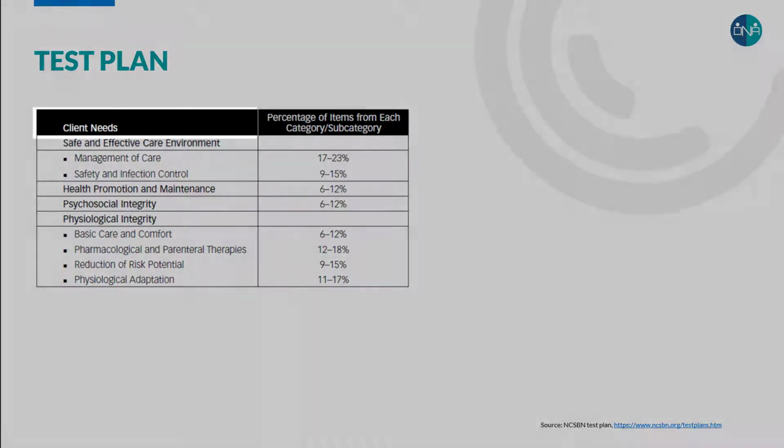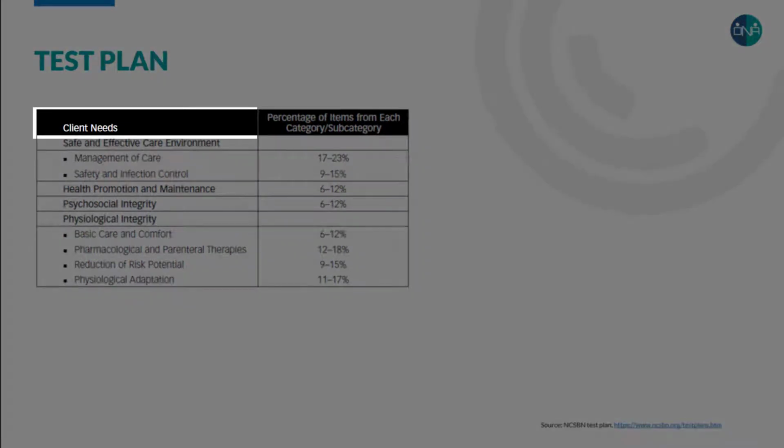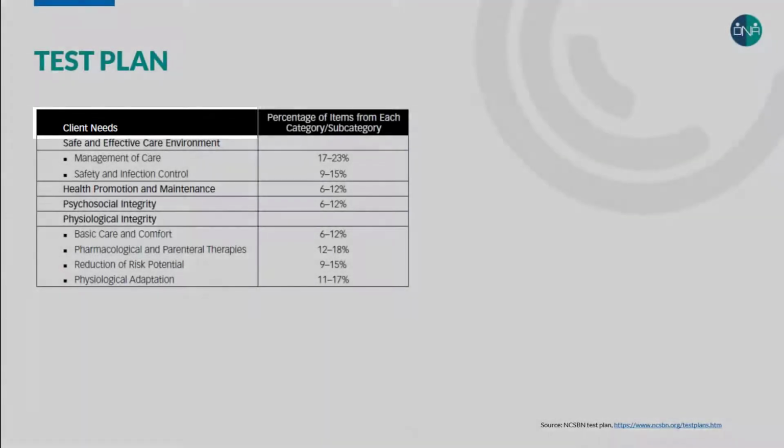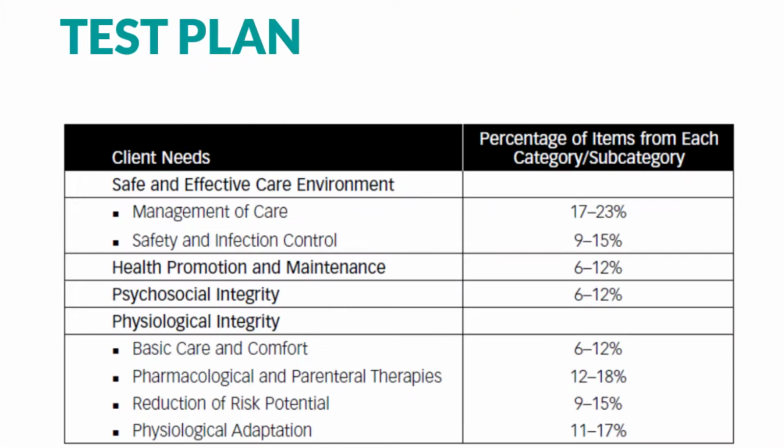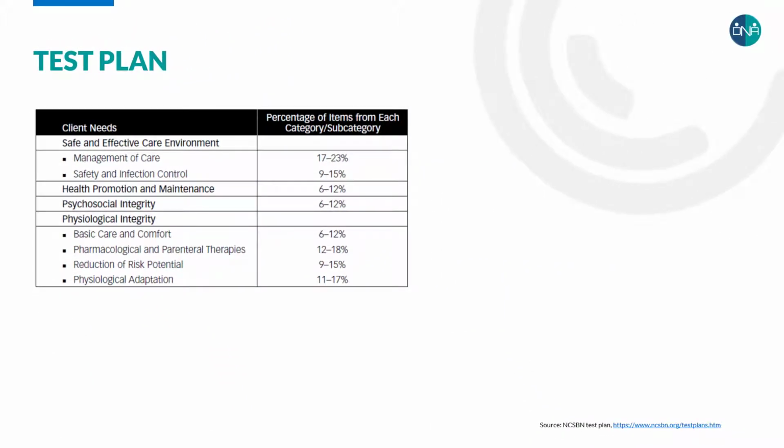The framework of client needs was selected for the examination because it provides a universal structure for defining entry-level nursing actions and competencies and focuses on clients in all settings. The content of the NCLEX-RN test plan is organized into 4 major client needs categories. 2 of the 4 major categories are divided into subcategories. The categories and the subcategories are shown in the graph.